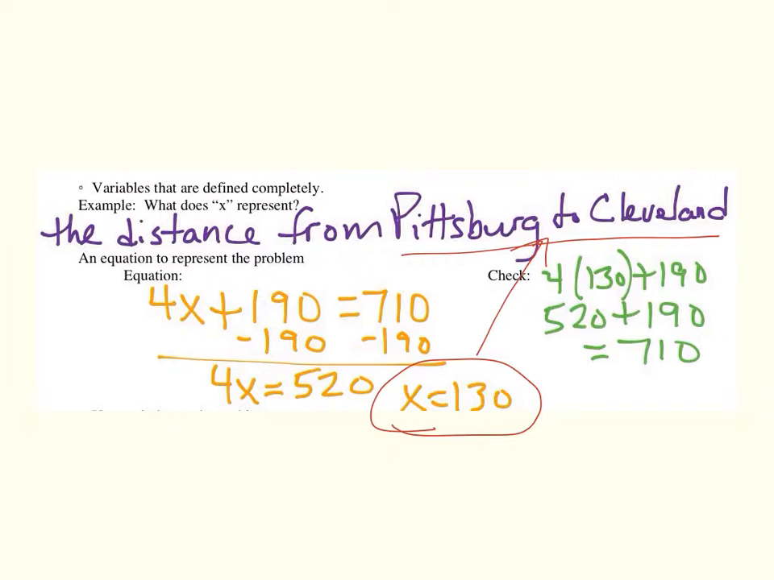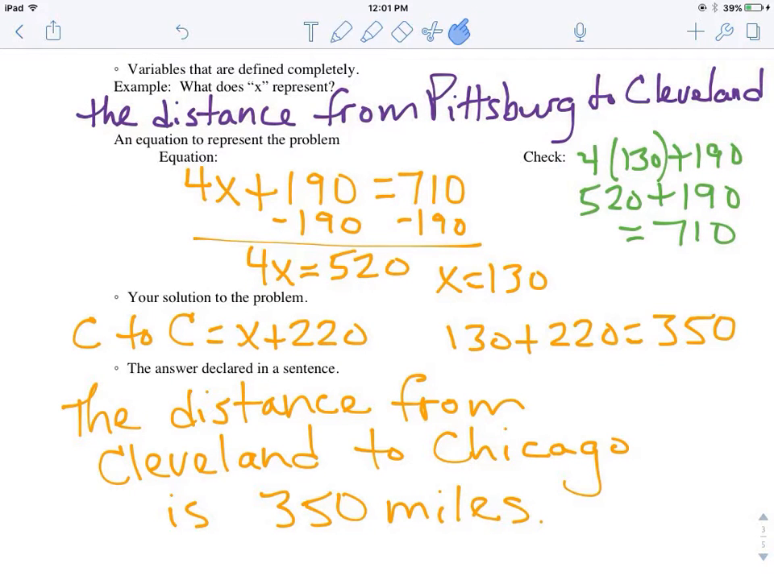That actually does not answer the word problem. The actual word problem asked for the distance from Cleveland to Chicago. So x equals 130 was helpful, but it's not my final answer. So I had to take 130 and add the 220 to get my final answer of 350 miles. So that is the answer to the actual problem. The distance from Cleveland to Chicago is 350 miles.